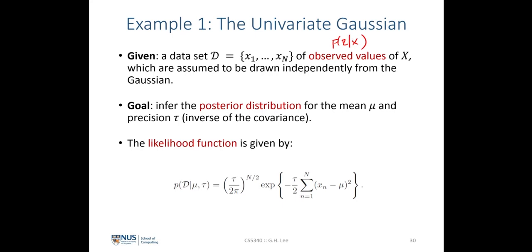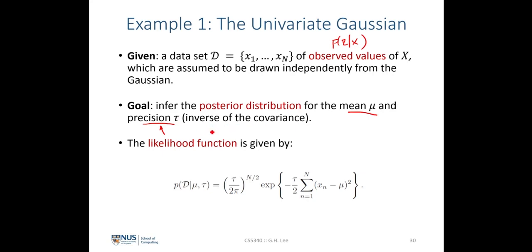So now in the first example, we'll look at the case of a univariate Gaussian, where we are given a set of data denoted by D equals x1 to xn, where this x1 to xn here is a set of n observations from the samples drawn independently from a univariate Gaussian distribution. So the goal here is to infer the posterior distribution of the Gaussian distribution, which is parameterized by a mean mu and a precision tau over here, where we'll now use the precision denoted by tau as the inverse of the covariance.